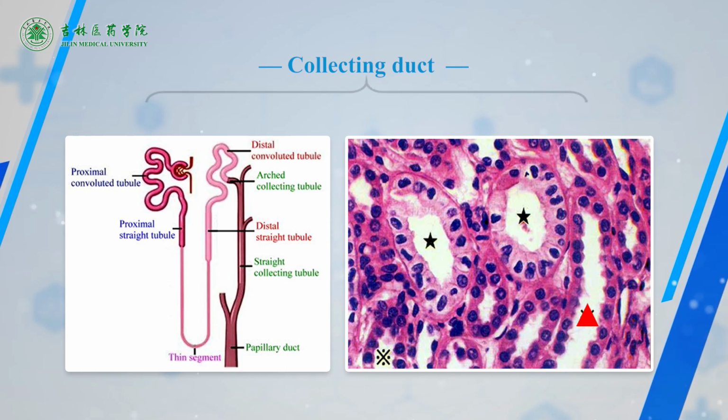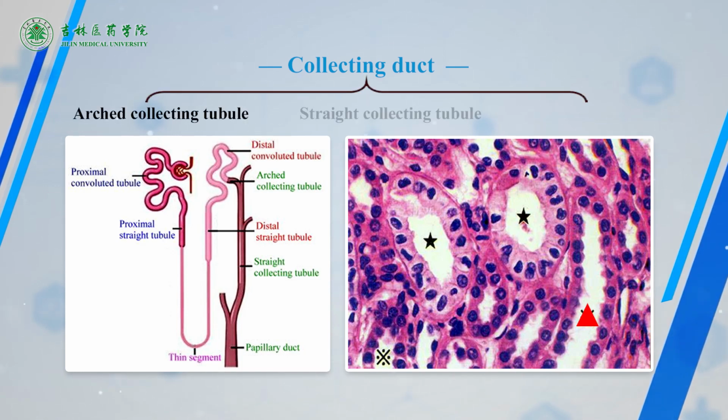Collecting duct includes arched collecting tubule, straight collecting tubule, and papillary duct. Distal straight tubule is connected with arched collecting tubule, which opens to the straight collecting tubule. Straight collecting tubules drain into the papillary duct. In the right picture, the arrowhead shows the distal straight tubule. The cytoplasm of the epithelial cell is eosinophilic. The star indicates the straight collecting tubule. The epithelial cells are columnar and stained slightly.